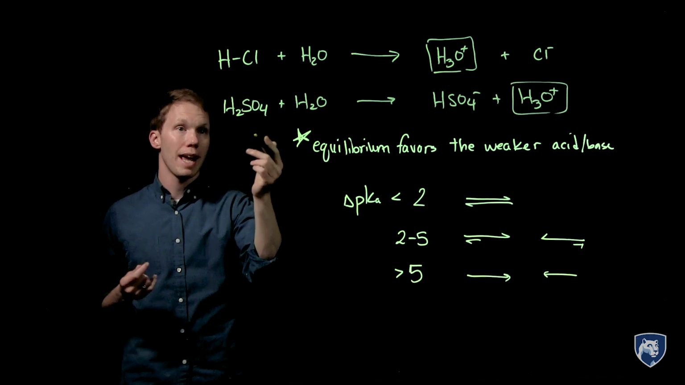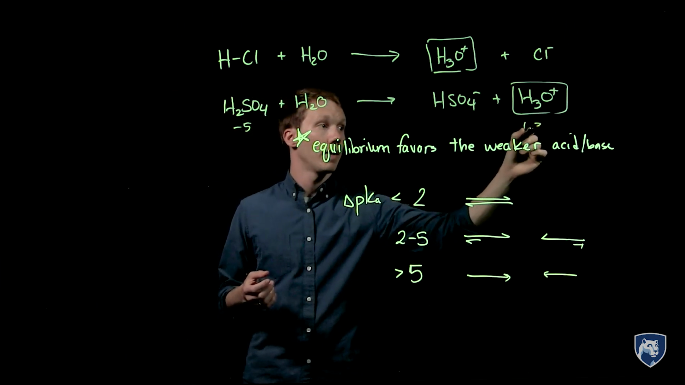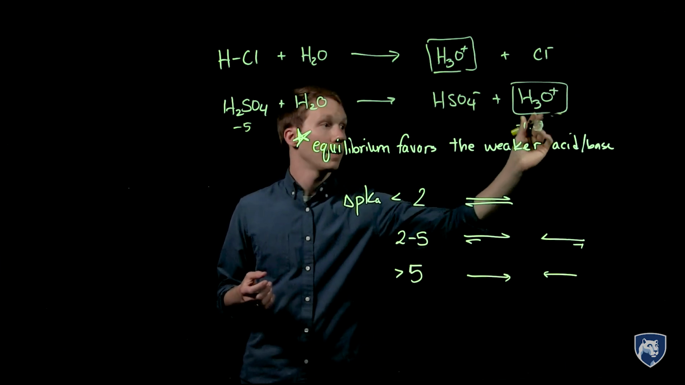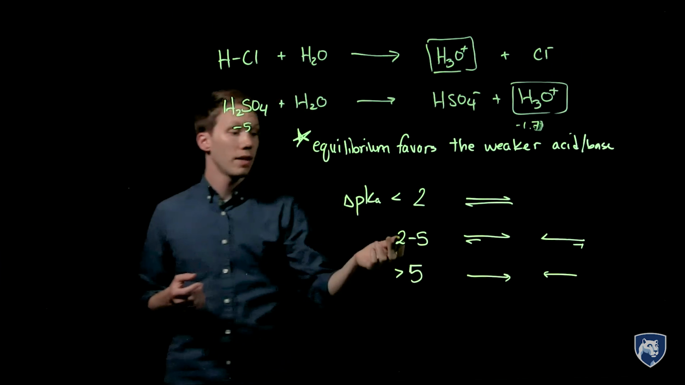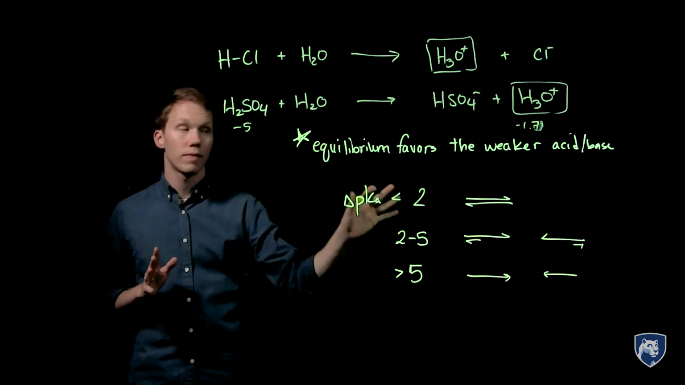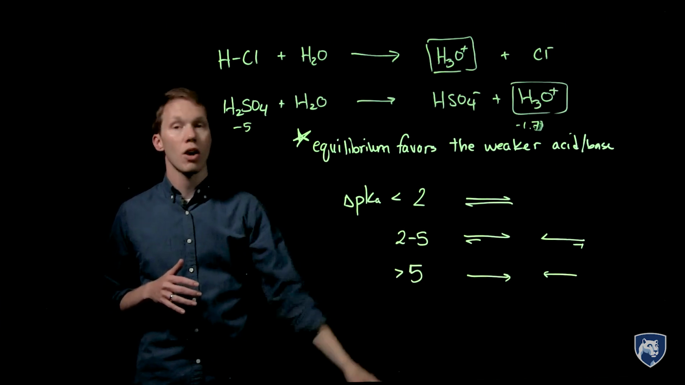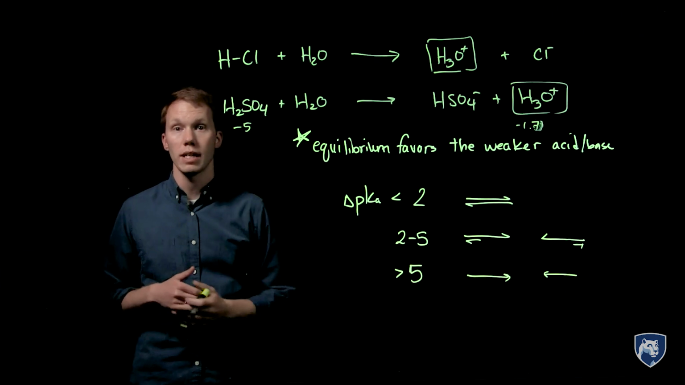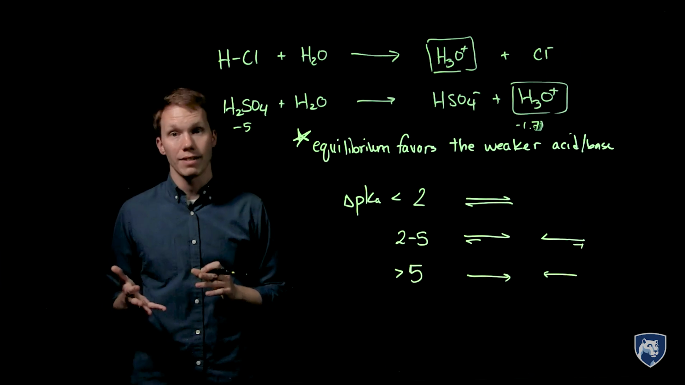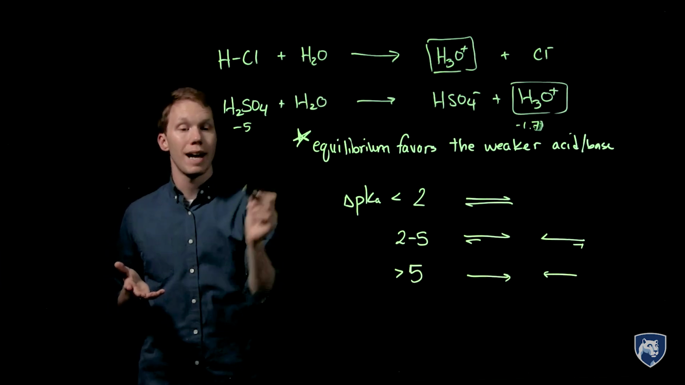And if you look at the pKa's here, negative 5 and negative 1.7, you'll find that the difference is less than 5, and so that would be within this 2 to 5 range, but we're going to look at this as 100% dissociation because they are strong electrolytes. We know that they dissociate into ions, and so that's where this kind of breaks down, is with the strong acids. And this will also be the case if we swap out water for an alcohol.